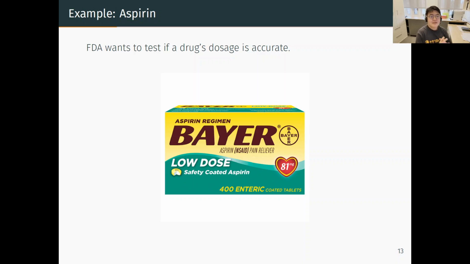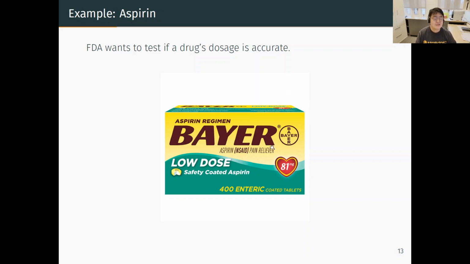Okay, so in this video, I'm going to give you a numerical example. I'll think about a drug dosage. Say the FDA wants to test if a medical drug has a correct dosage. Just for simplicity, I'll think about Bayer aspirin. The lowest dosage is like 81 milligrams. Of course, if the manufacturing process is correct, the dosage should be 81 milligrams.